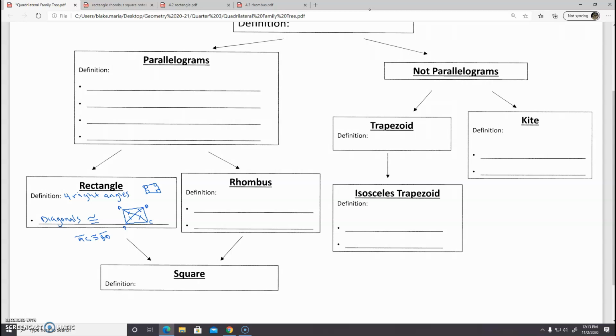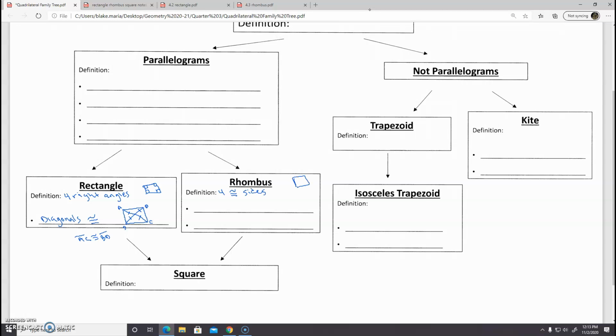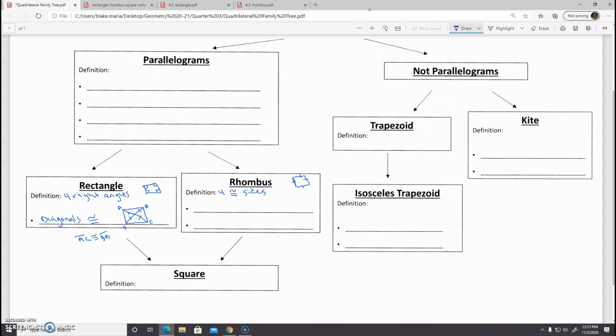Rhombus. So rectangle had four right angles. A rhombus has four congruent sides, four equal sides. So you're looking at this. All right, all the sides are equal.